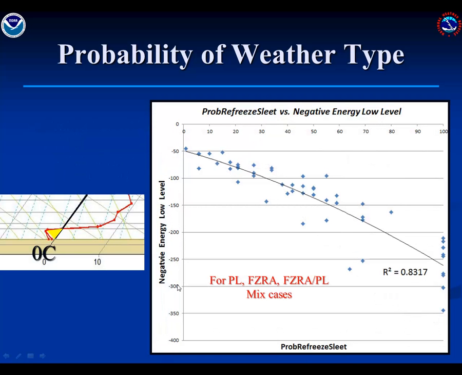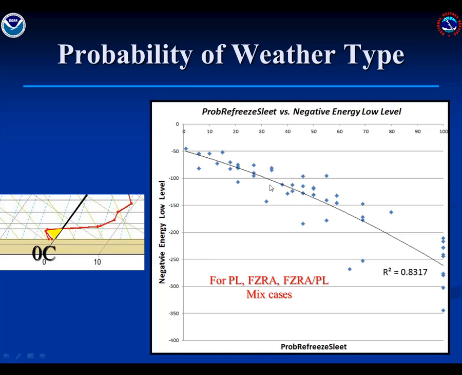So Blake Burgoyne looked at the positive energy aloft for the warm layer. He also looked at the negative area to the surface cold layer, and that would be depicted here in the yellow area that you see. So we looked at the relationship simply between that negative low-level energy and the probability of refreeze to sleet.